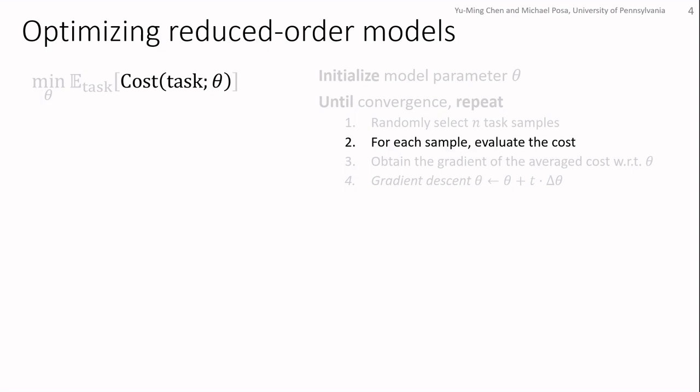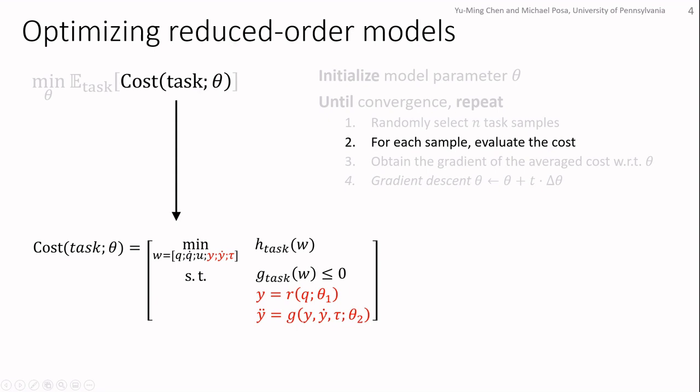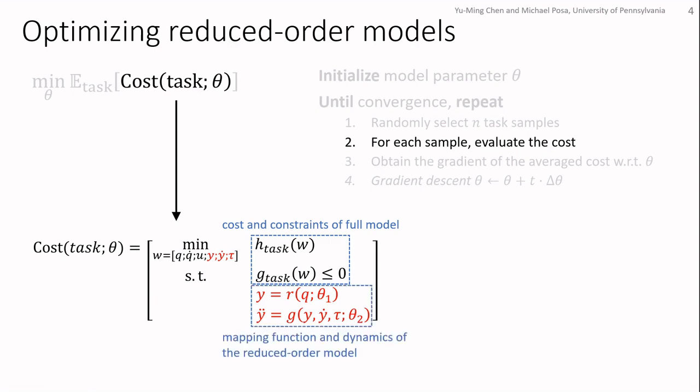So one detail about how we evaluate cost. We run trajectory optimization of the full model and use the optimal cost as the cost for this task. In the trajectory optimization problem, H and G are the cost and the constraint for the full model, and the subscript task here means they're task dependent. And the constraints in the bottom two rows are the mapping and the dynamics of the reduced order model. So this is how the model enters as a constraint.